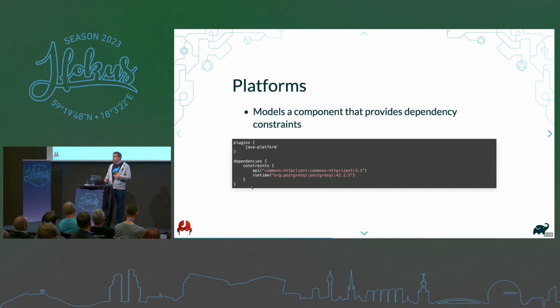So first of all, the constraints can have a scope themselves. You can have API or runtime constraints, meaning that you could say, my platform gives the dependency version for all of my dependencies, but some of them should never appear outside of runtime. So I will limit the versioning to the runtime scope, meaning that if it someday pops up into one of the compile class path, it will most likely fail to resolve because you're missing the version information that you put inside the platform.